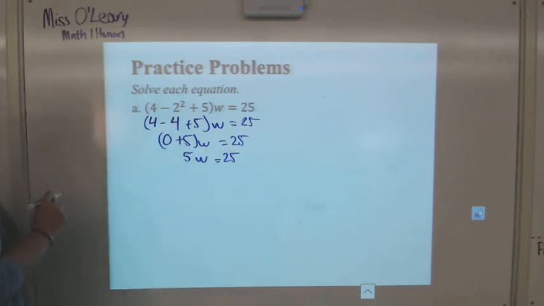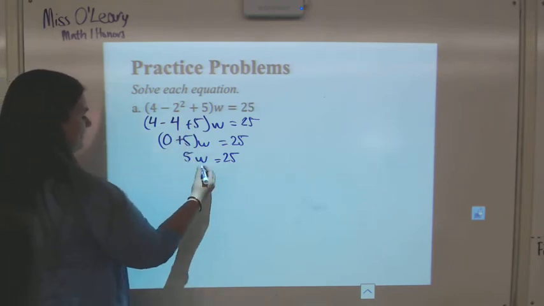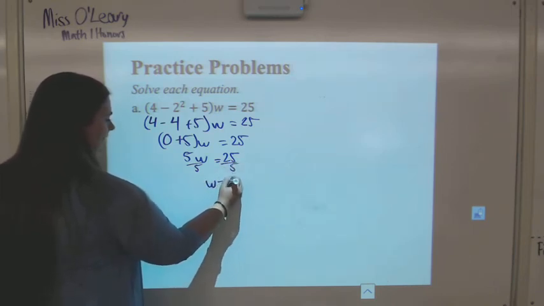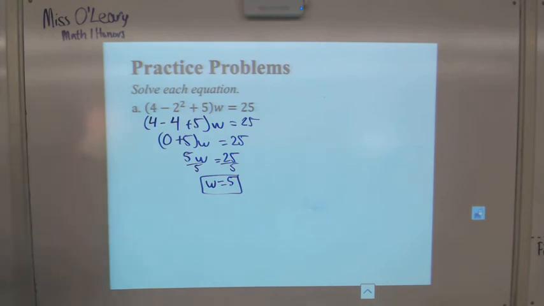Last step here, I see multiplication. I undo multiplication with division. If I divide both sides by 5, so I'm using that property of equality, I get w equals 5. One solution: the only value that will make this a true math statement is a value of w equals 5.